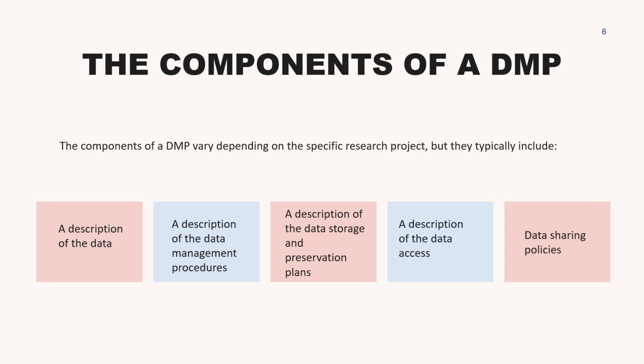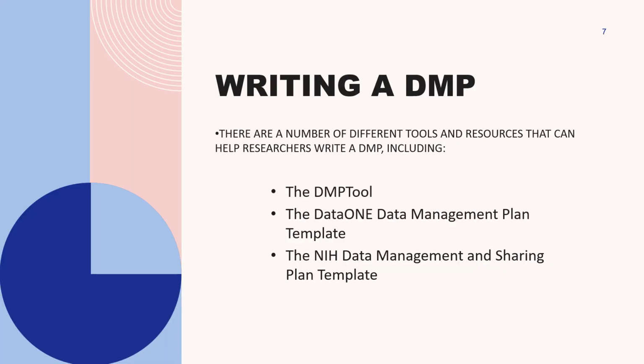I already mentioned what a DMP is, why we are using it, and the writing procedure of the DMP, which we will discuss. These are the components you can see here. Now, there are a number of different tools and resources that can help researchers write a DMP, and these include the DMP Tool. The DMP Tool is a free online tool that can help researchers create a DMP. It provides step-by-step assistance to write the DMP, and it also includes templates and resources that can be used to create a DMP.